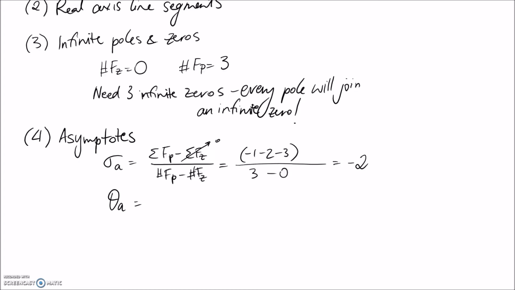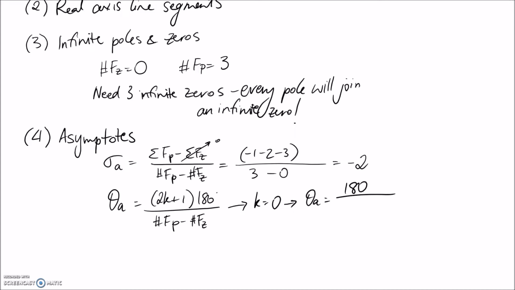So next we need the angles. Again, we have an equation. Alright, so we need to pick a couple of different values of k to perform this equation. So let's start with k equal to 0. If we do that, 2 times 0 is 0, and we've got a 1 here, so we get 1 times 180 on the top line, and the difference between the number of poles and zeros is equal to 3. So we end up with an angle of 60 degrees.